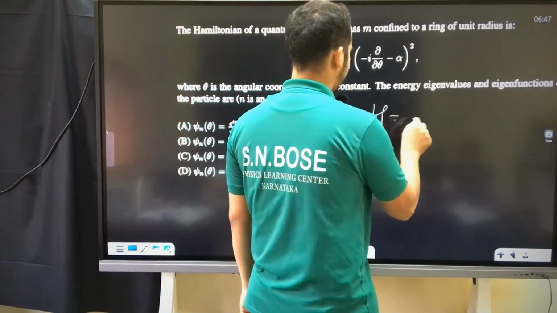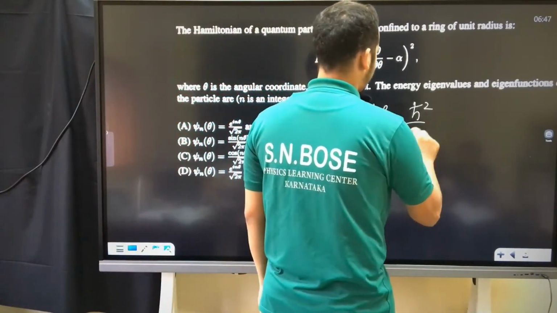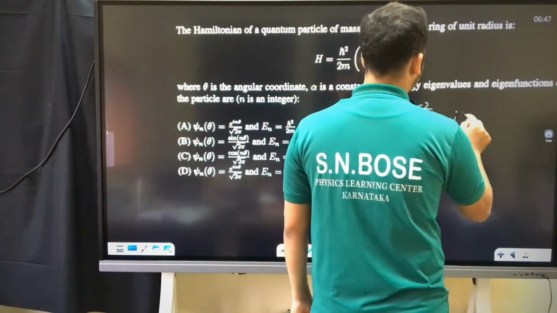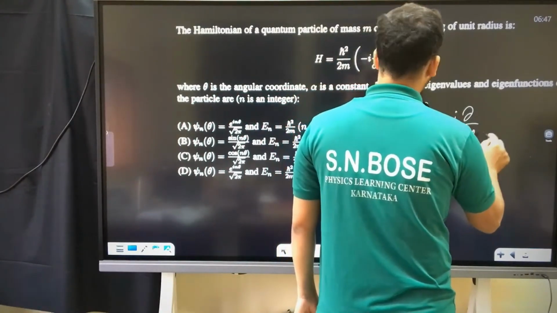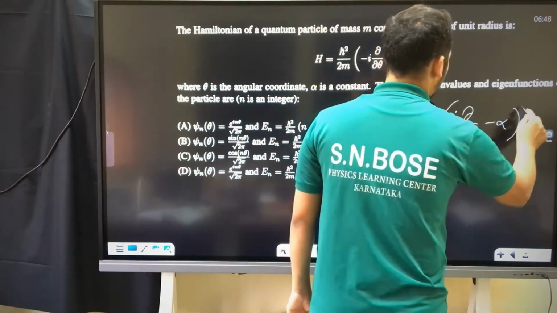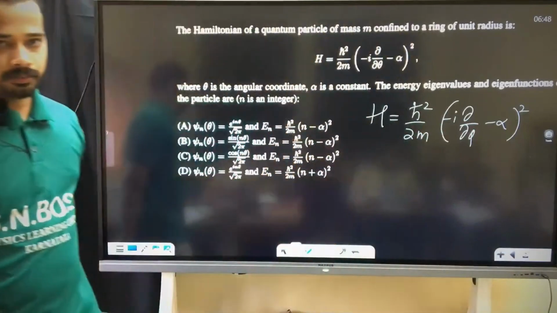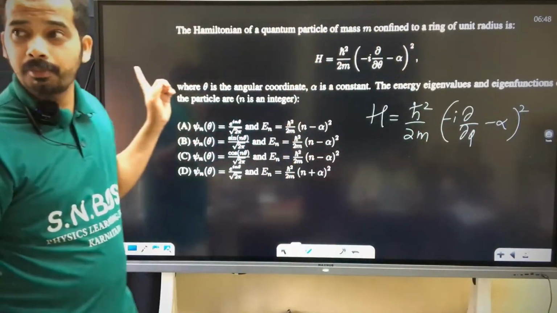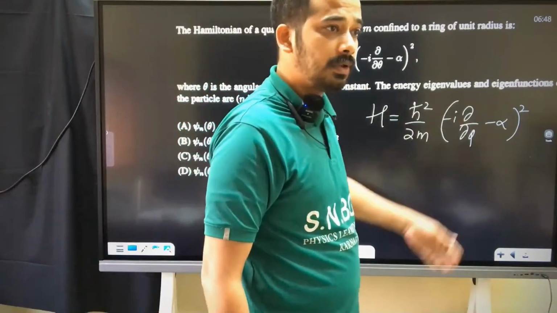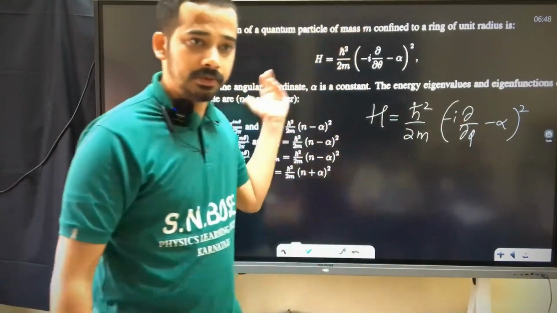H bar square by 2m, minus i dou by dou phi, minus alpha, the whole square. I'll solve my problem. I understood one problem, particle on the ring. In my way, I will solve this problem, using that idea.